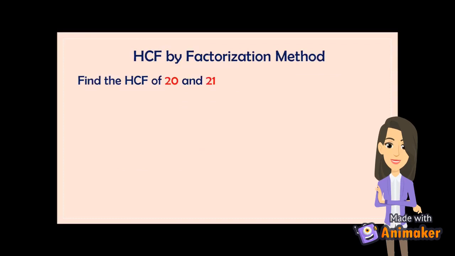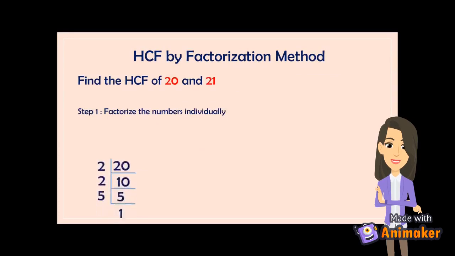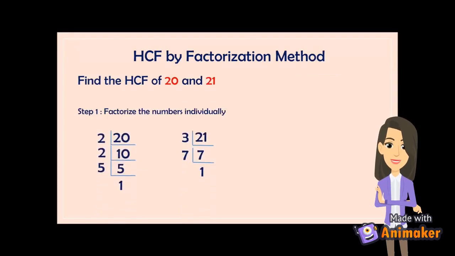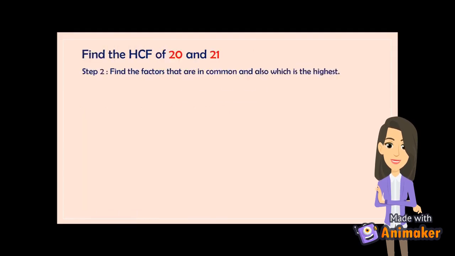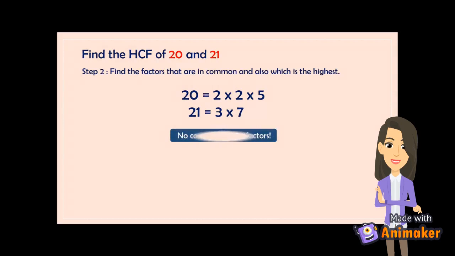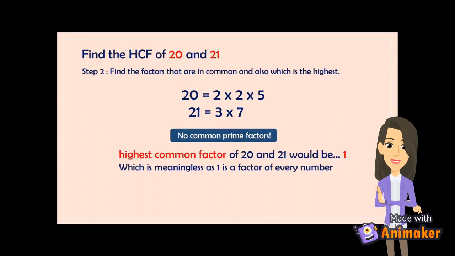Shall we try finding out the HCF of 20 and 21 now? We follow our steps, individually factorizing 20 and 21. And now there are no common prime factors, right? So how do we calculate HCF? So ideally we would say 1 has to be the HCF of 20 and 21. But that is meaningless, as 1 is a factor of every number, right? So there is no HCF for 20 and 21.